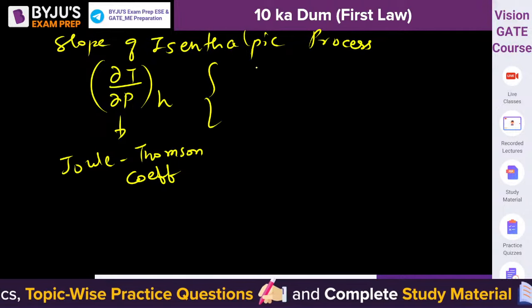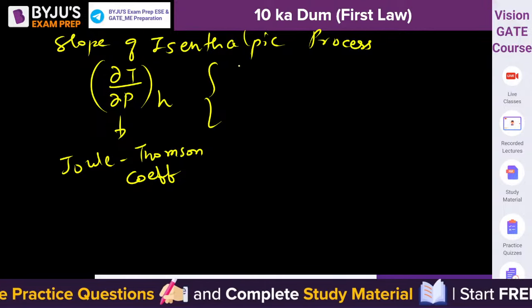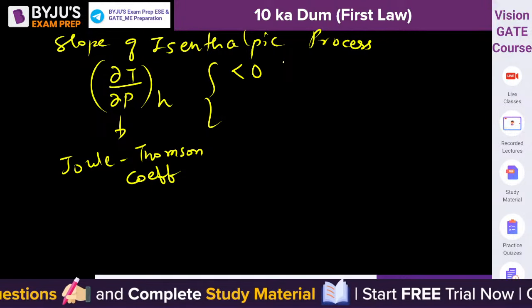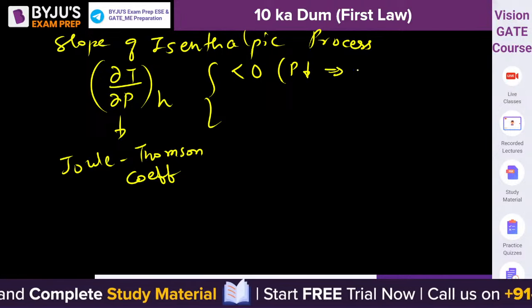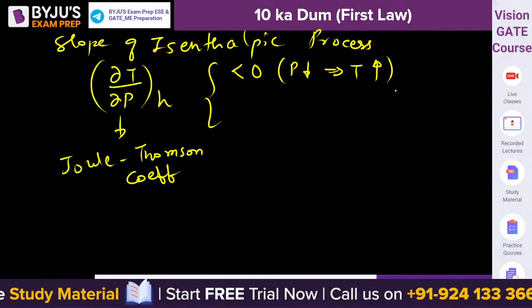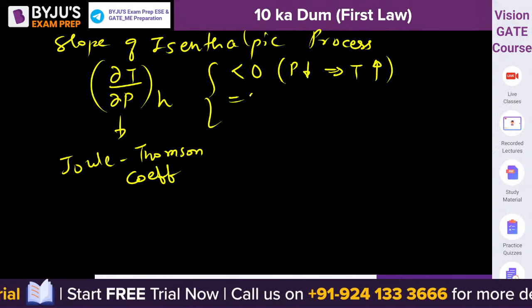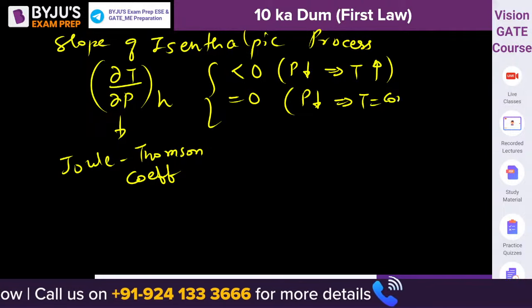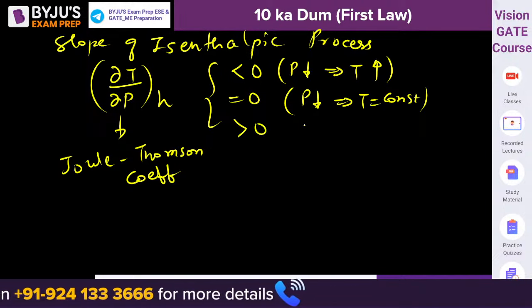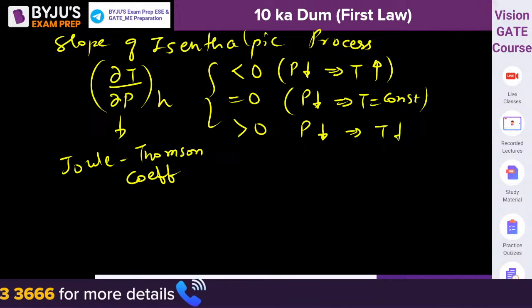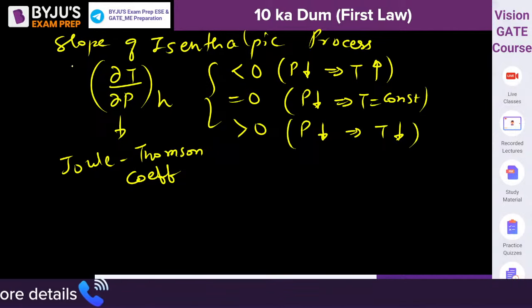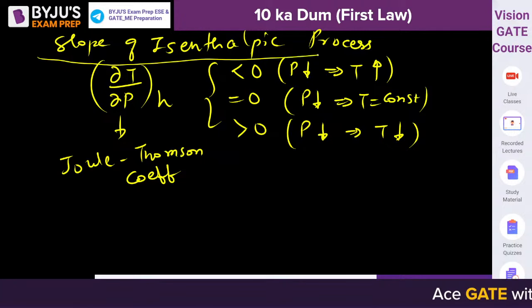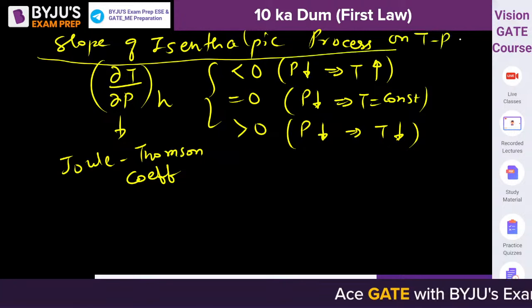So del T by del P at constant enthalpy, if it is less than 0, what does that mean? By decreasing the pressure, temperature will increase. If it is equal to 0, there is a decrease in pressure, but temperature will remain constant. If it is greater than 0, by decreasing the pressure, temperature will also decrease. That is the slope of the isenthalpic process on the T-P curve, temperature versus pressure curve.